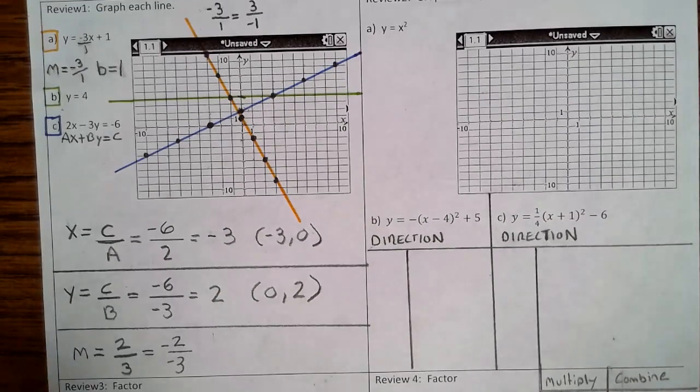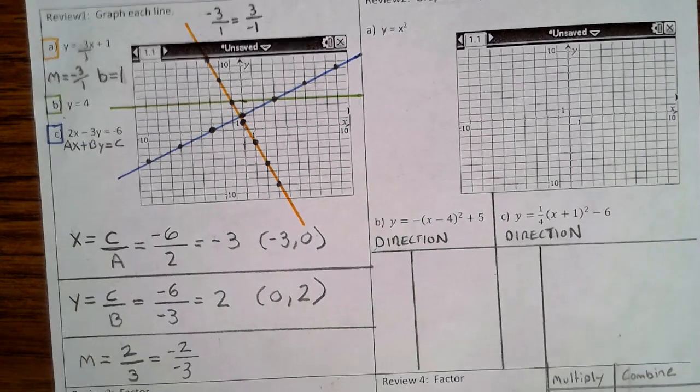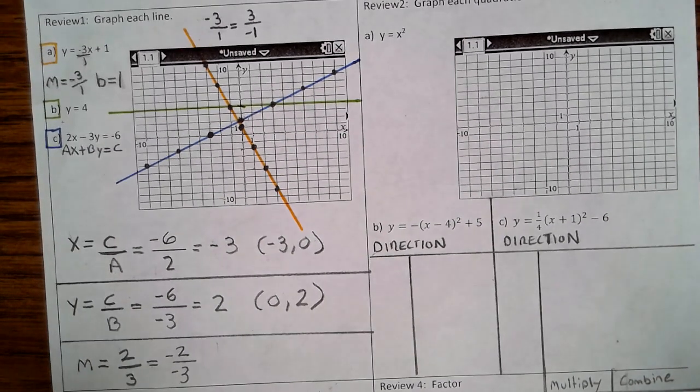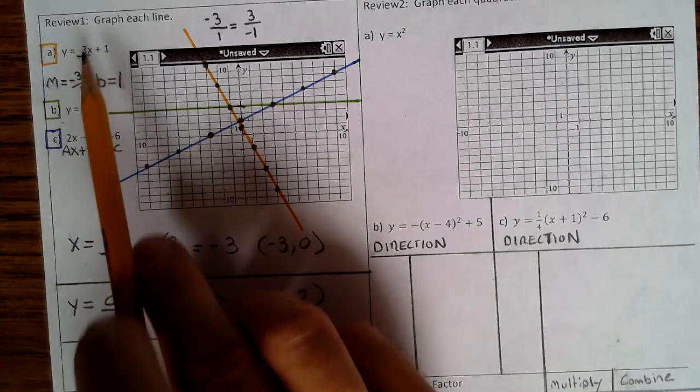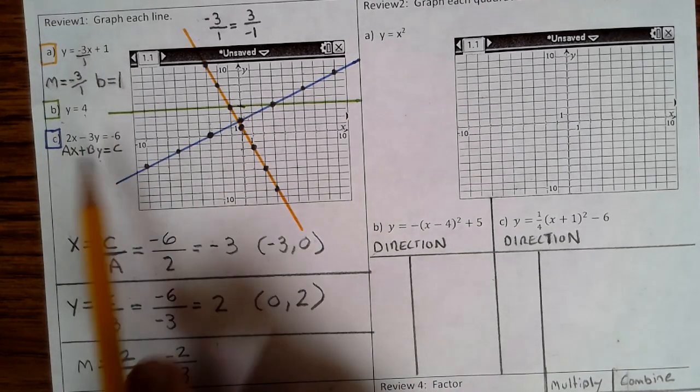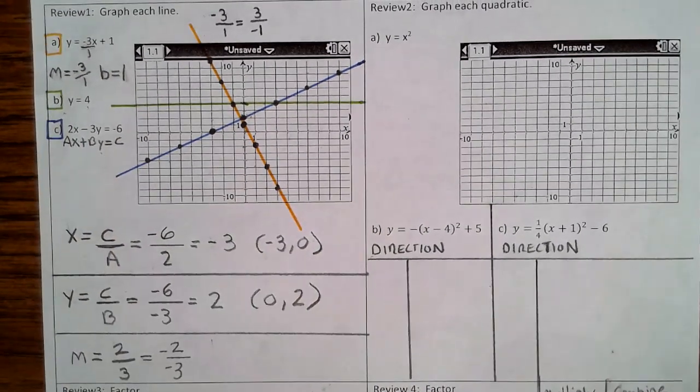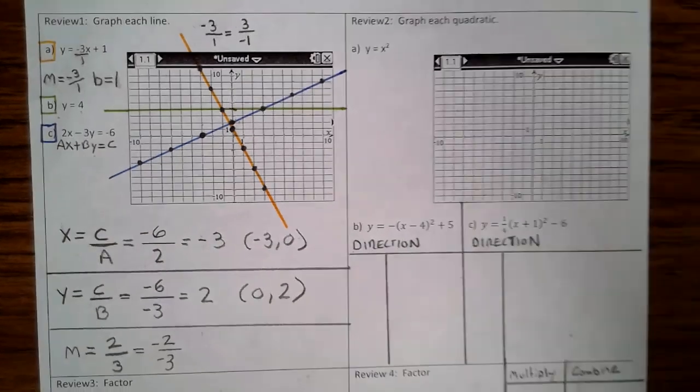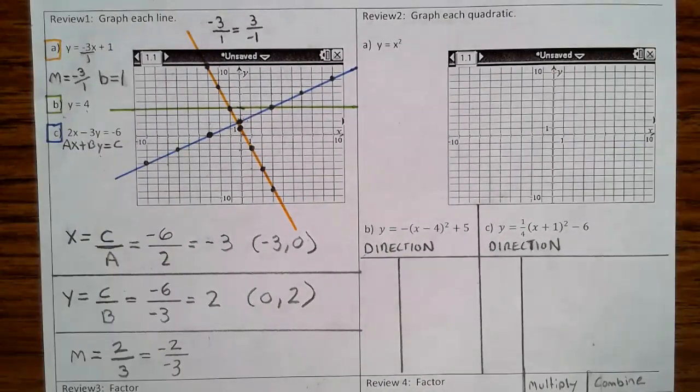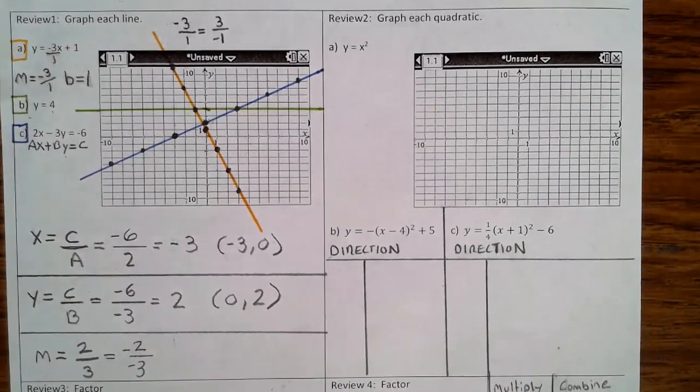All right. Now, we're not worried about a solution, so we're not worried about where they intersect. We're just practicing graphing the 3 types of lines: slope-intercept form, a horizontal line, and standard form. And let me move the camera up a little bit. There we go. All right, let's take a look at review 2.